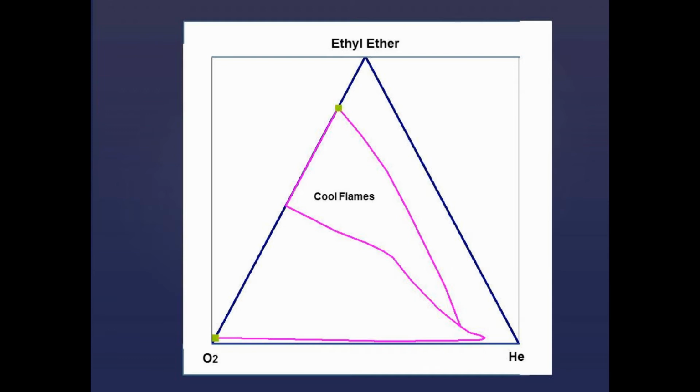Here we have the ternary for ethyl ether with oxygen and helium, which is plotted from Coward and Jones, Bureau of Mines, publication 503, page 90. It apparently can burn in one scenario with a robust fire, the lower area, but in the right circumstances with a more timid fire, called a cool flame, which is the upper area. Green squares indicate the published upper and lower fire limits.